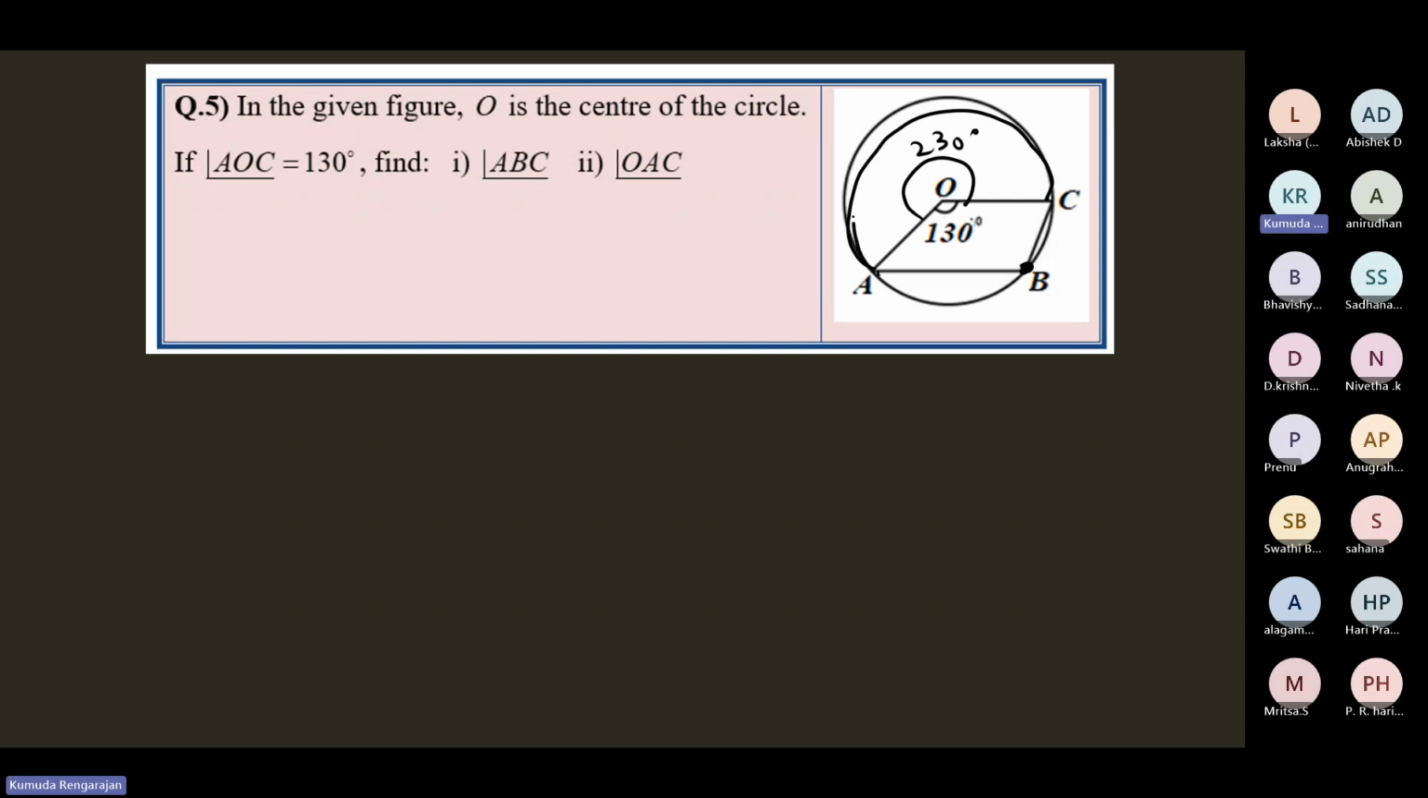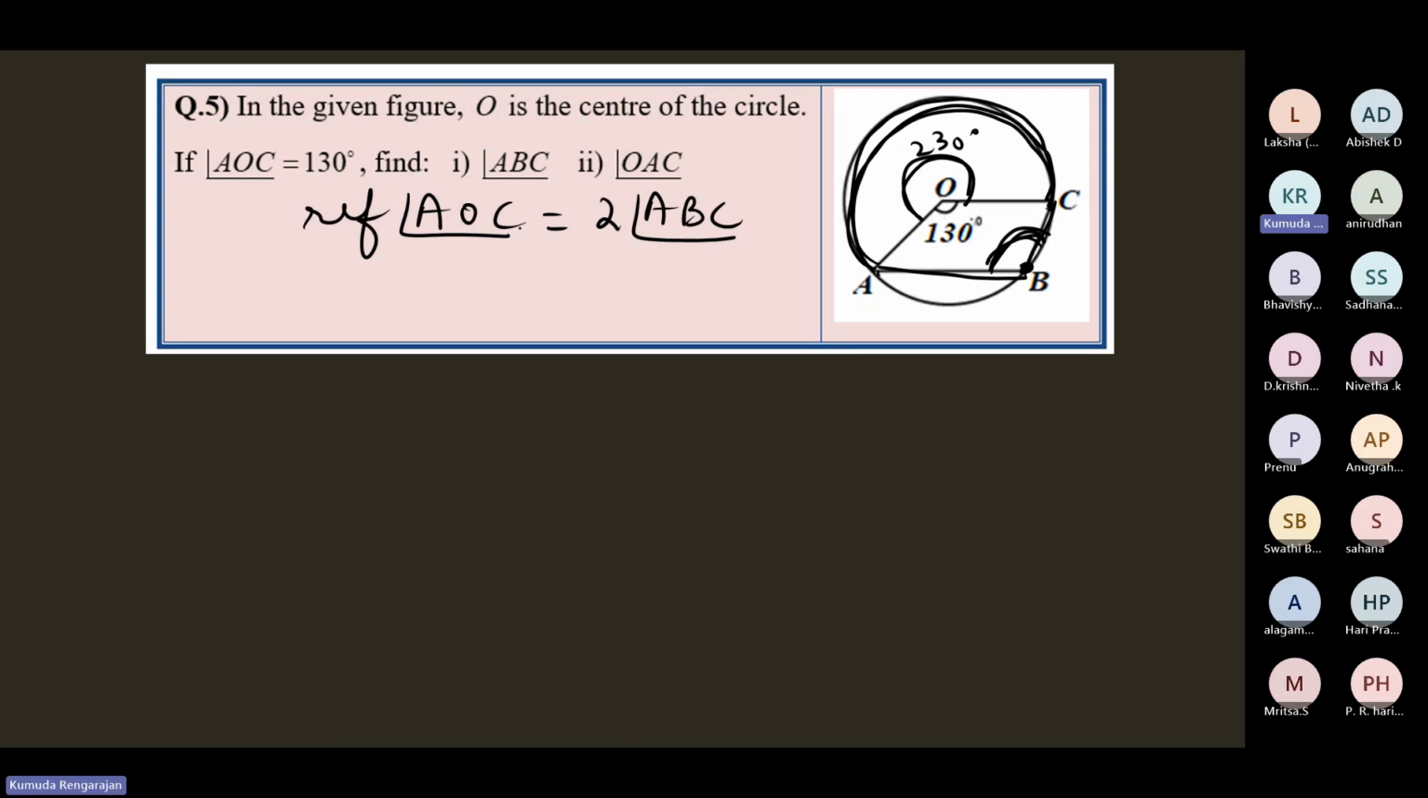The same arc AC, the major arc AC, subtends angle ABC. AOC, ABC, same arc AC. Same arc AC subtends ABC at the point B on the remaining part of the circle. So the relation by the theorem is between this angle and this angle. Reflex of angle AOC is equal to twice of angle ABC.